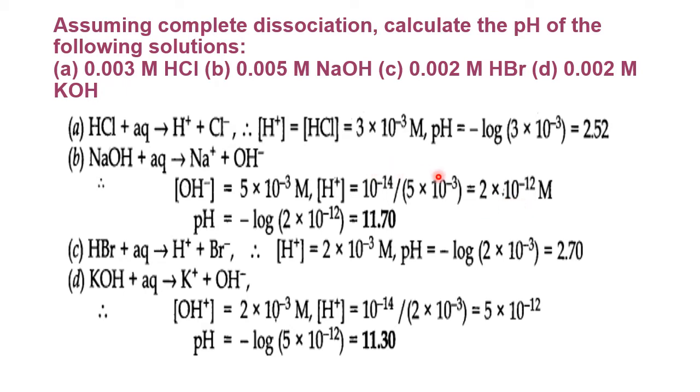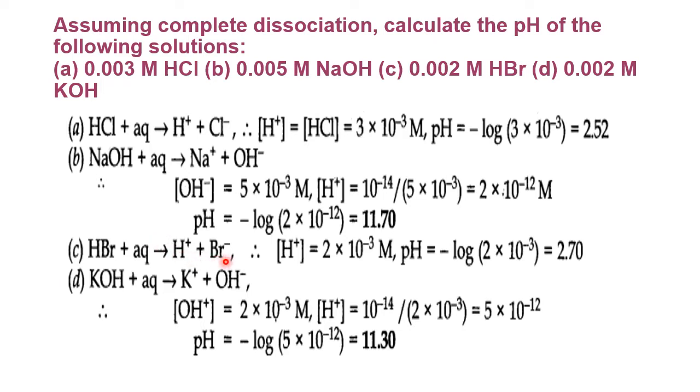Once you know the hydrogen ion concentration, we can calculate the pH value. pH equals minus log hydrogen ion concentration. So, it is 2 into 10 to the power of minus 12. Once again, you go for 12 log 10, that is 12, and log 2, 0.3010, that I know from the log table. After simplification, you will get 11.70.